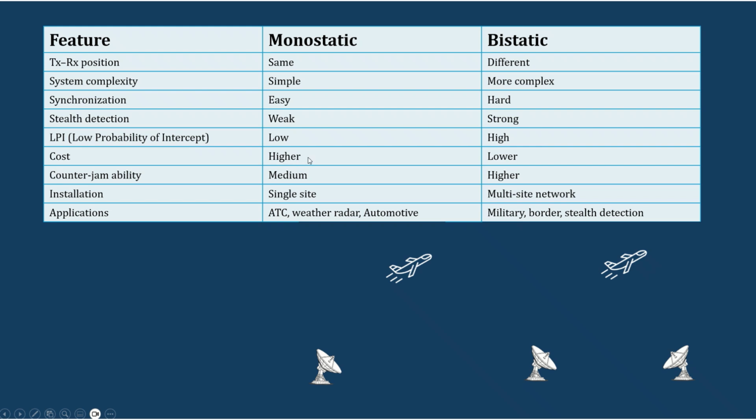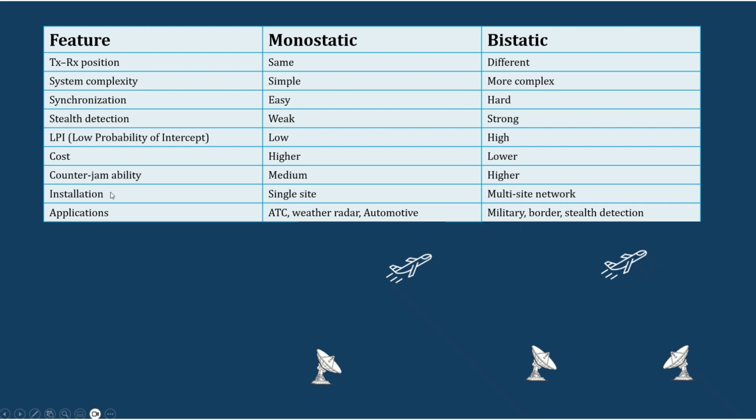In the case of monostatic radar, the cost is high because we are using the same antenna, so we have to use some duplexer, that means some switching devices, to switch between the transmitter section and the reception section. So in that case, the cost is very high, and in the case of bistatic, it is lower. And in the case of the monostatic, counter jam ability is medium. That means that this target already has an indication about where our receiver is, so it can cause some jamming to our radar. But in the case of the bistatic radar, as the receiver is in a different position, it is not possible to easily jam our radars.